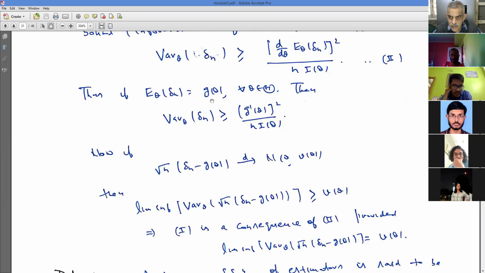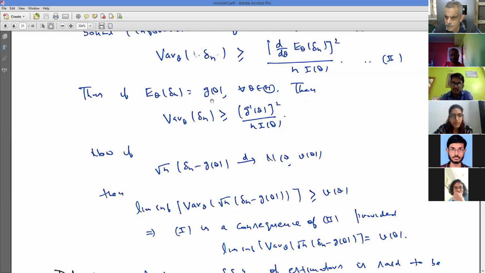Sir, what will be the syllabus for the quiz? Basically this asymptotic variance, right? This asymptotic performance of estimators. Basically assignment number 5, problems related to assignment number 5. I'll do these problems on Friday and Saturday. Try to do those problems, right? Any other doubt you have?